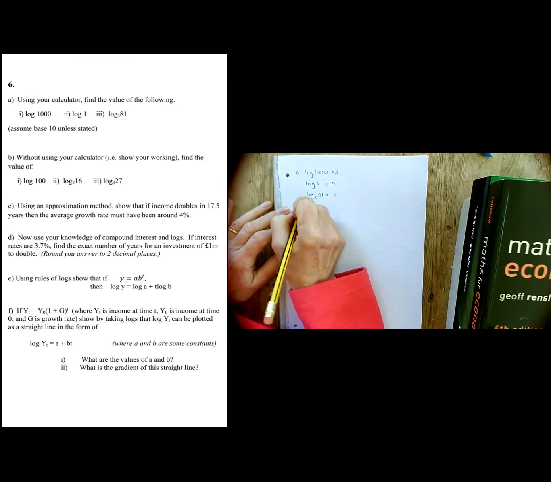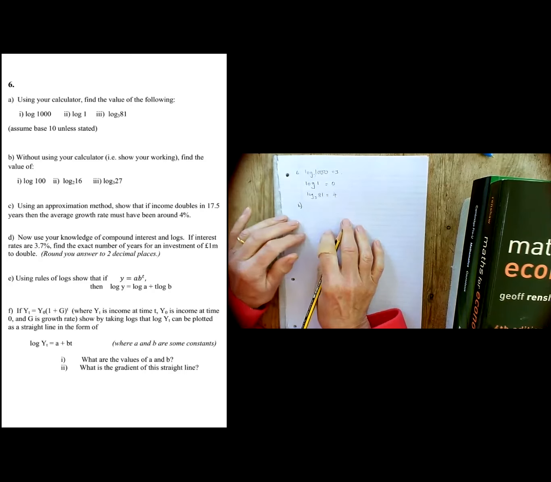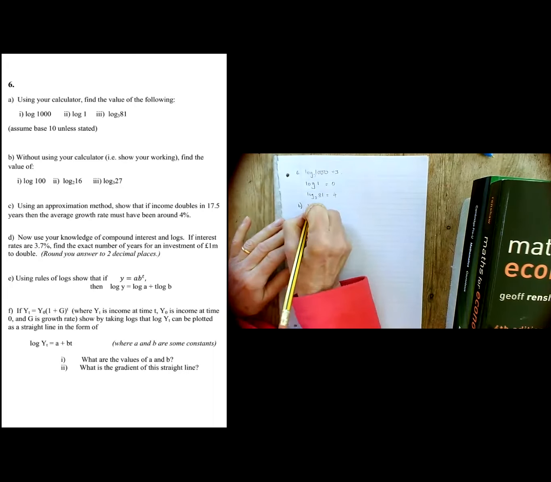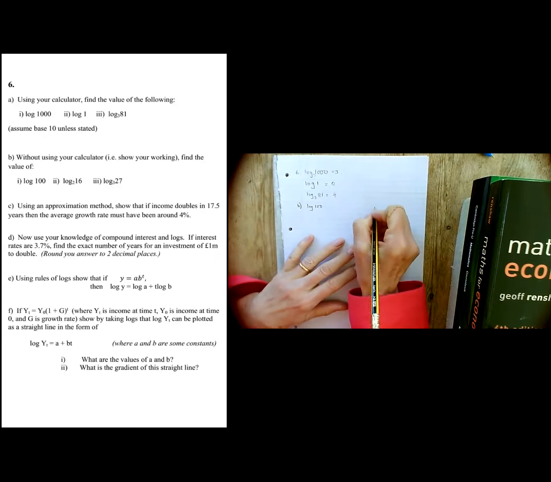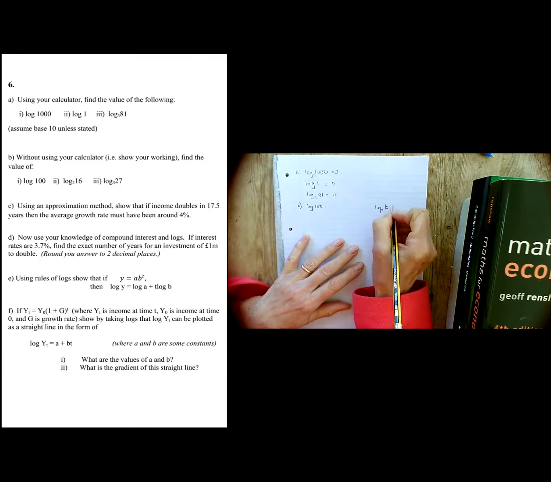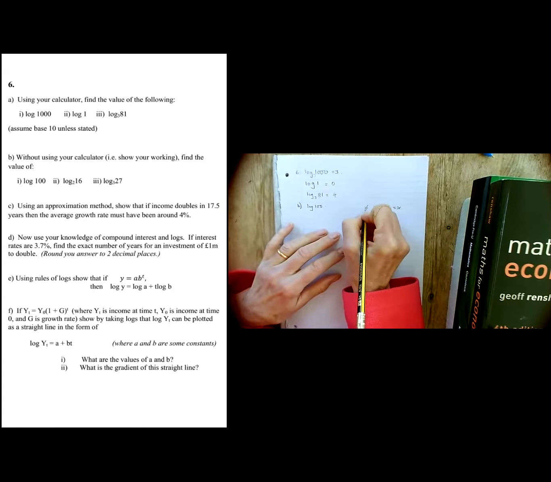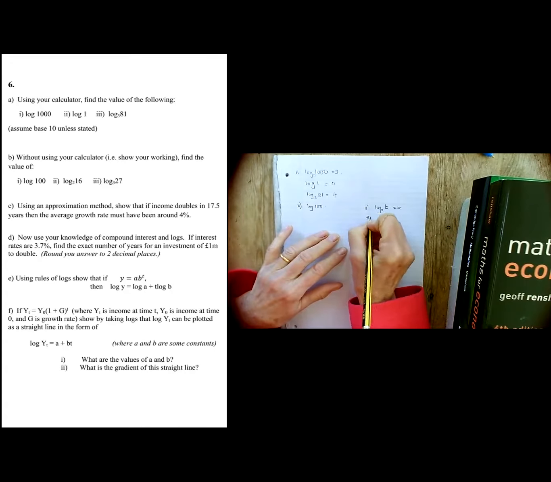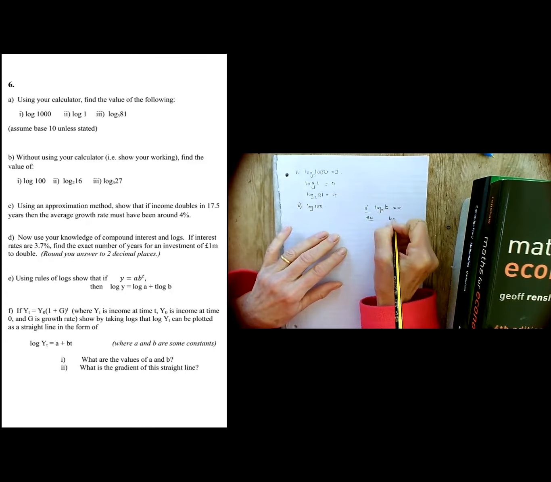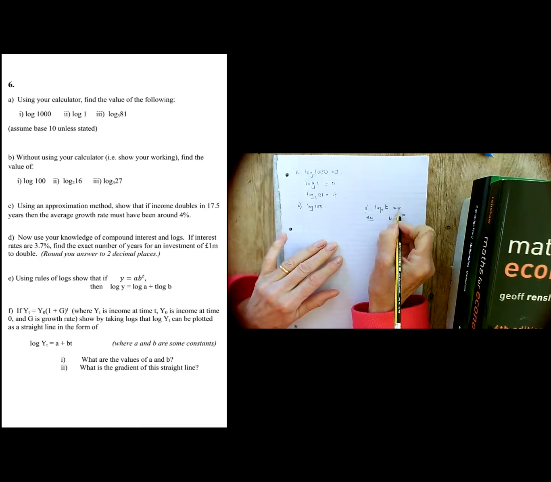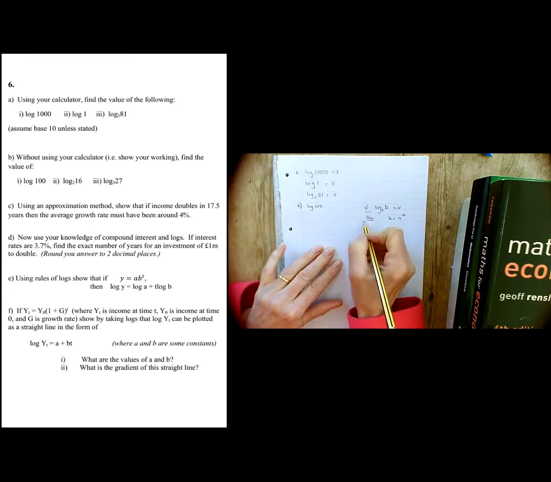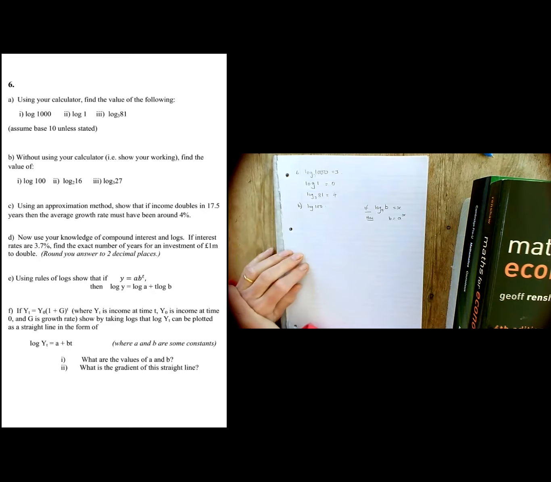But the next bit, B, is asking you not to use your calculator, which means I expect to see some working. So now we need to know the value of log 100. Now this takes us back to what we did in class, where one of the definitions of logarithms is if we've got log to the base A of B is x, then it follows that B is equal to A to the x. So we can use this definition to solve that.